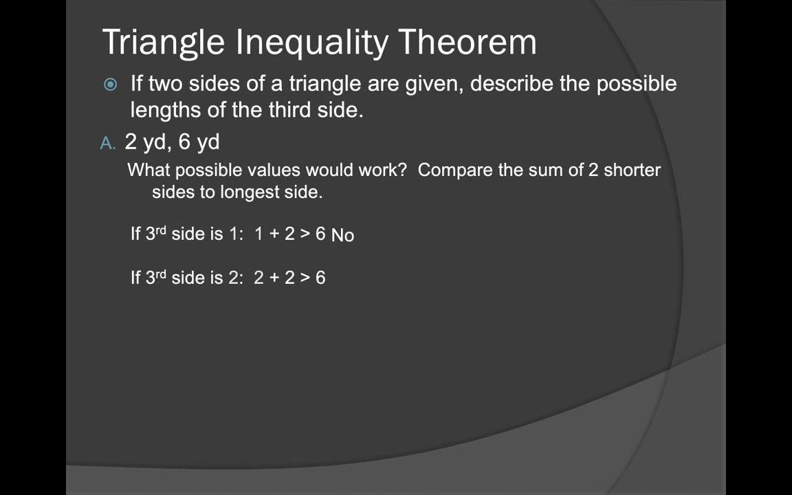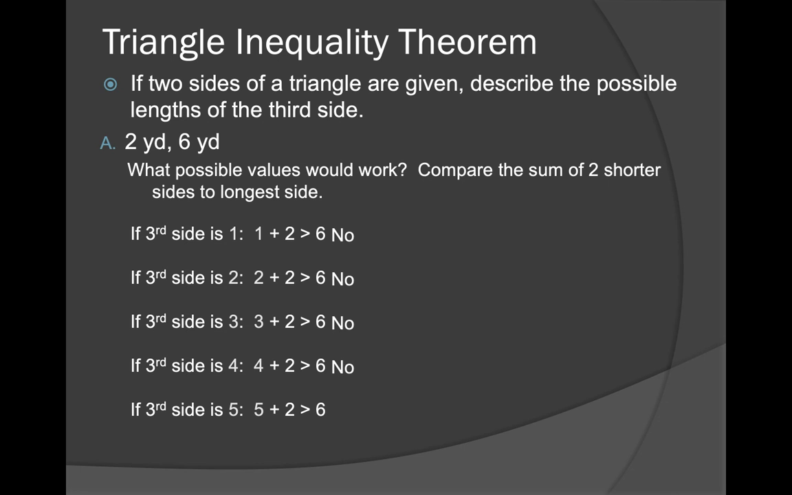If the third side was 2, 2 plus 2 is 4, and that is still not larger than 6, so that also would not work. If the third side was 3, 3 plus 2 is 5, we're still not larger than 6. What about 4? We're now at 4 plus 2. Is 4 plus 2 greater than 6? It's still not greater than, so it's still not a triangle. I think we're getting close though.